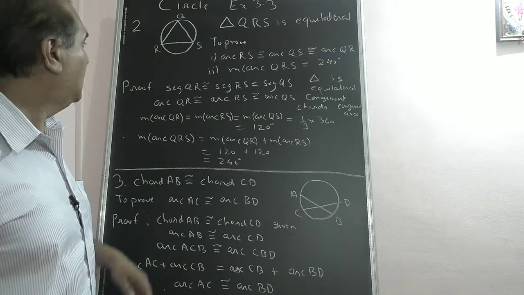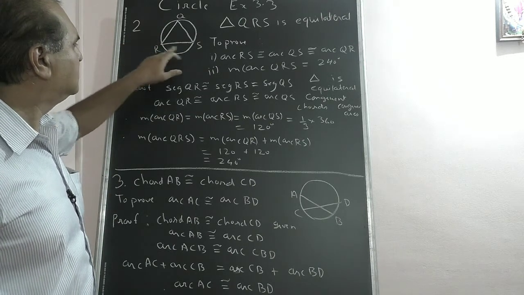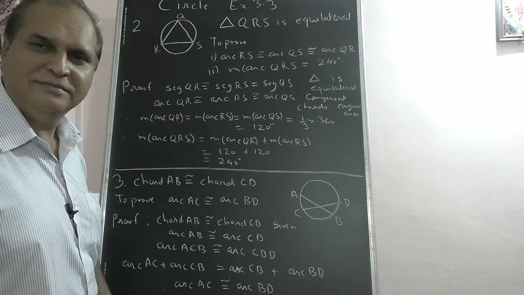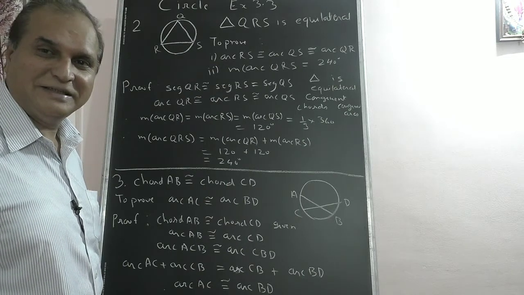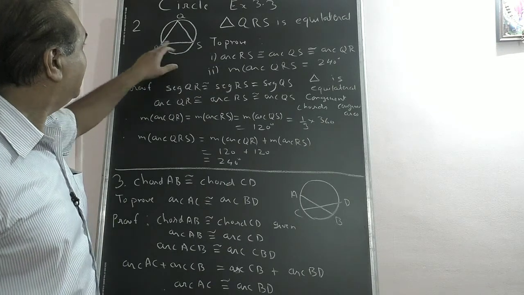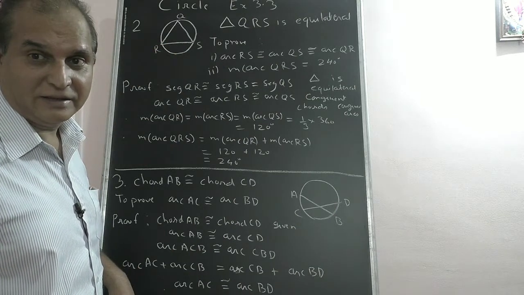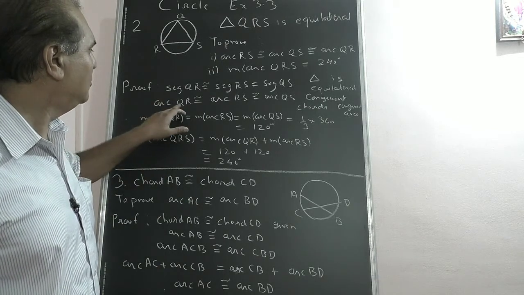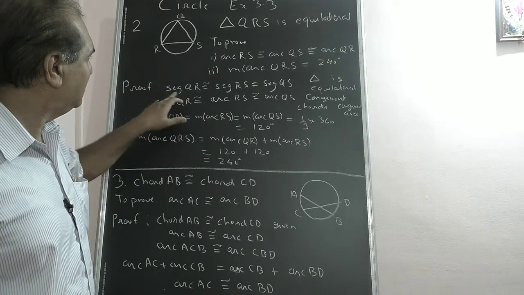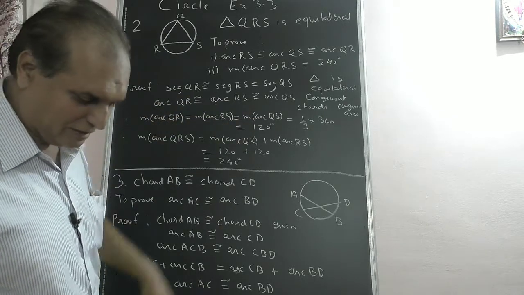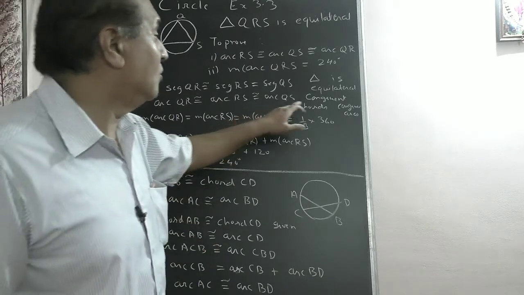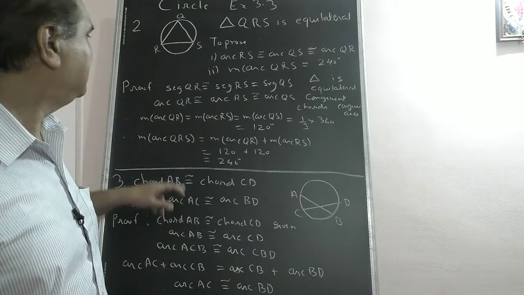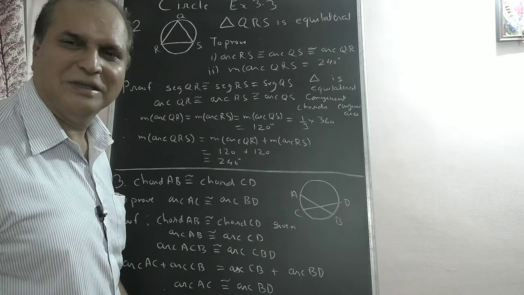So how? See, chord QR congruent to chord RS, congruent to chord QS. What is the reason? Triangle is equilateral, all sides equal. These are chords; sides of the triangle are chords of the circle. Congruent chords have their arcs congruent. Therefore, arc QR congruent to arc RS congruent to arc QS, as I have explained to you. So congruent chords, therefore congruent arcs. Correct? Now see, the first proof is complete. So simple it was.